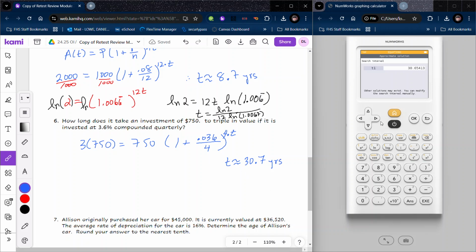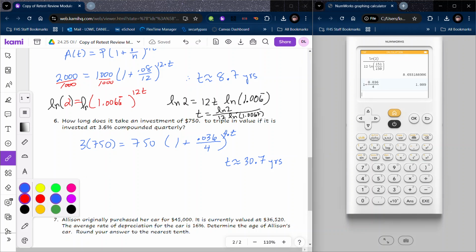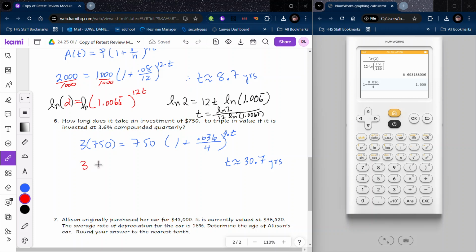If I was going to solve by hand, the information that I would need is 1 plus 0.036 divided by 4, which happens to be 1.009. So if I was going to solve by hand, I would be able to say that 3 needs to equal 1.009 raised to the 4t.